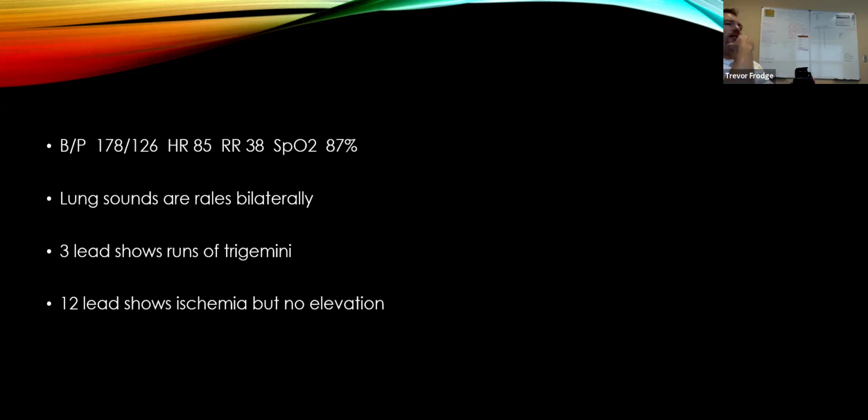So we got a blood pressure of 178 over 126. His heart rate's 85. Respirations are 38 and extremely labored with a pulse ox of 87%. We listen to his lungs. We have rales bilaterally. His 3 lead shows runs of trigeminy, and 12 lead shows ischemia, but no elevation.